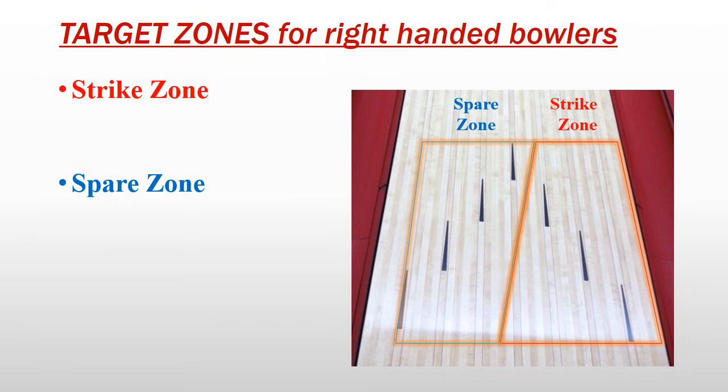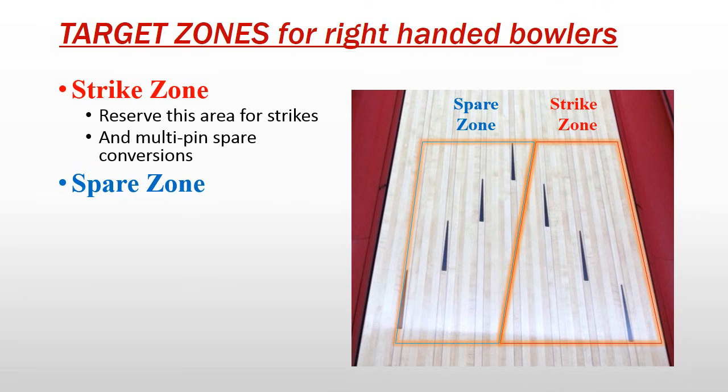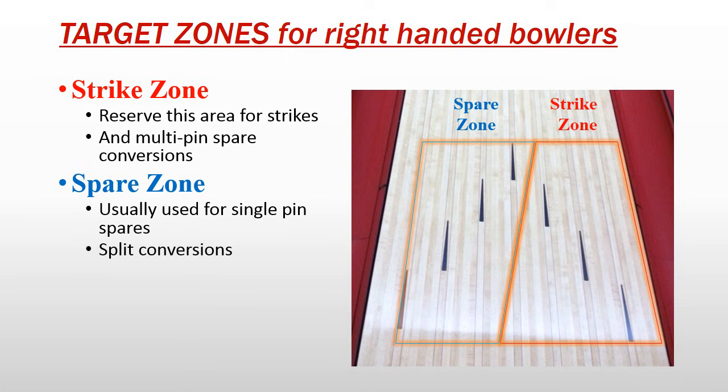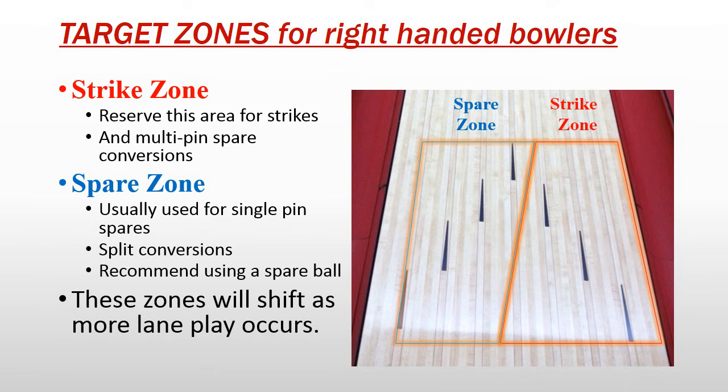There should be at least 2 areas to play on the lane. Most high-level and professional bowlers use 2 zones, the strike and spare zones. The strike zone should be reserved for bowling strikes and multi-pin spare conversions. The spare zone is usually used for single-pin spares and possible split conversions. A straight spare ball should be used to eliminate an over or under reaction in the back ends of the lane. Longer patterns can use targets to the left of the third arrow as their starting point. These zones can vary depending on your ball angle or shape and will shift as more lane play occurs.